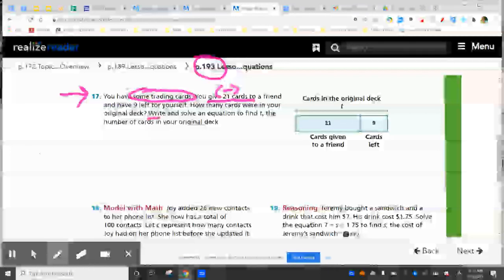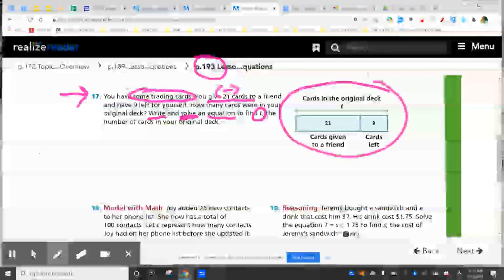They are telling us to write an equation and then also solve the equation, because they want us to find T, which is the number of cards in our original deck, T for trading cards. When you look at this visual model, T is representing the full amount, the original deck that we had, all of the cards. These 21 are what we gave away to a friend. So I'm thinking subtraction, and then we still have 9 left over. Many of you are probably already thinking in your head what the answer is. The hard part is writing the actual equation.